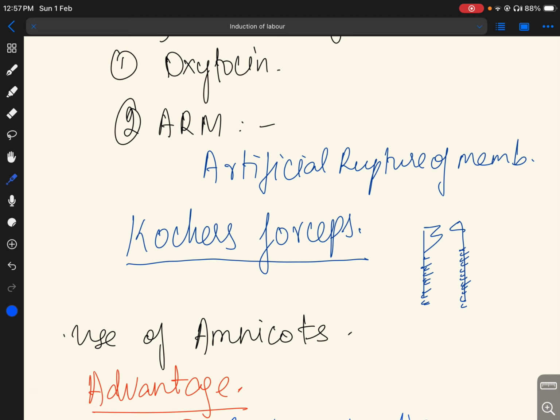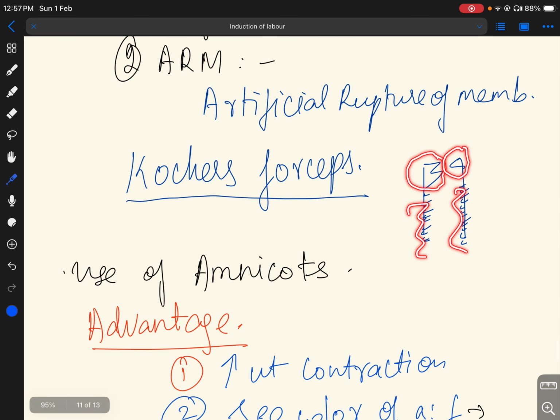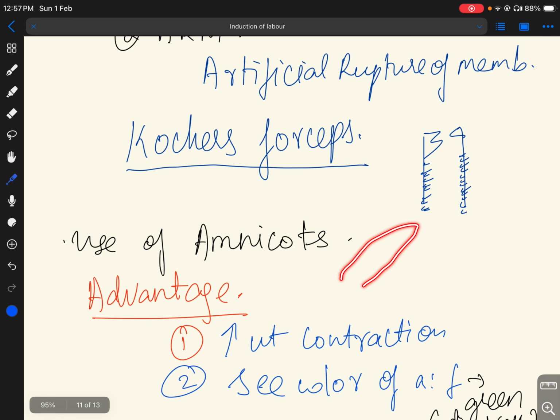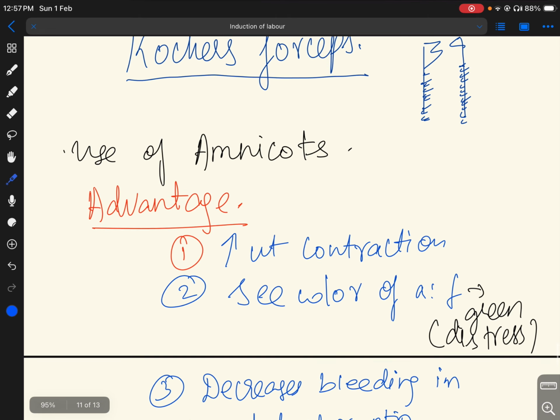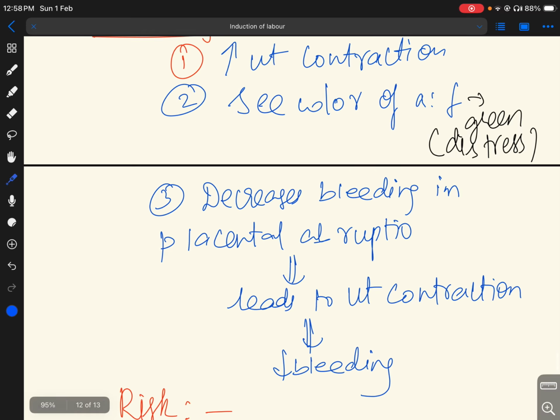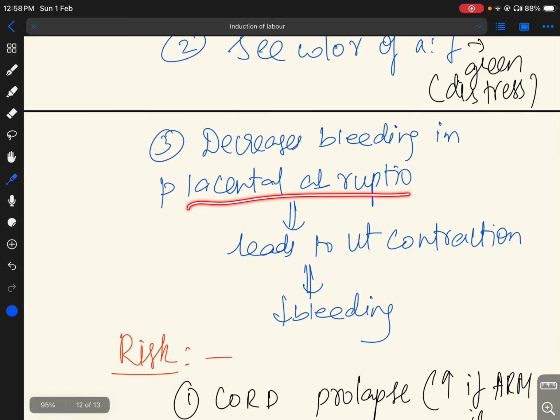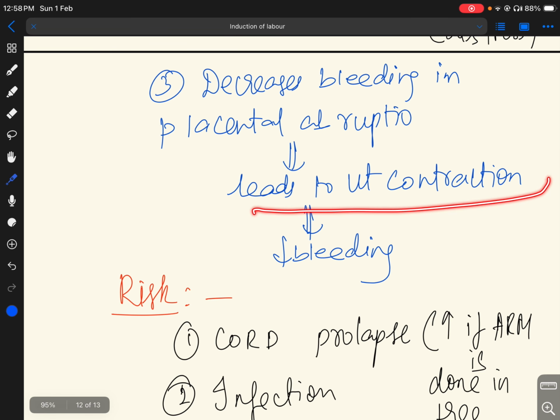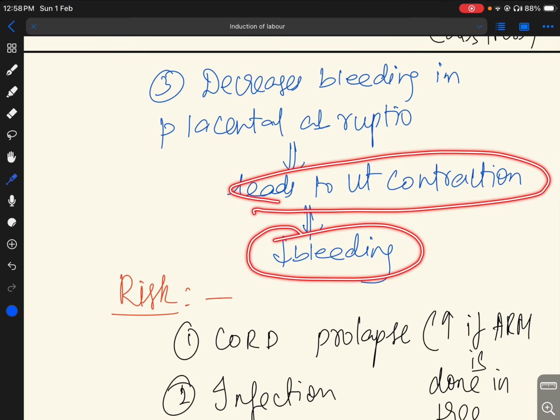We can identify Kocher's forceps as it will be having two teeth on one side and one tooth on the other side with serrations. Use of amniotomy hook. Amniotomy hooks are like a glove with needle at the tip. What are the advantages? They increase uterine contraction. We can see the color of the amniotic fluid. If it is green in color, then the fetus is in distress. It decreases bleeding in case of abruptio placenta. As it leads to uterine contraction, it decreases bleeding.